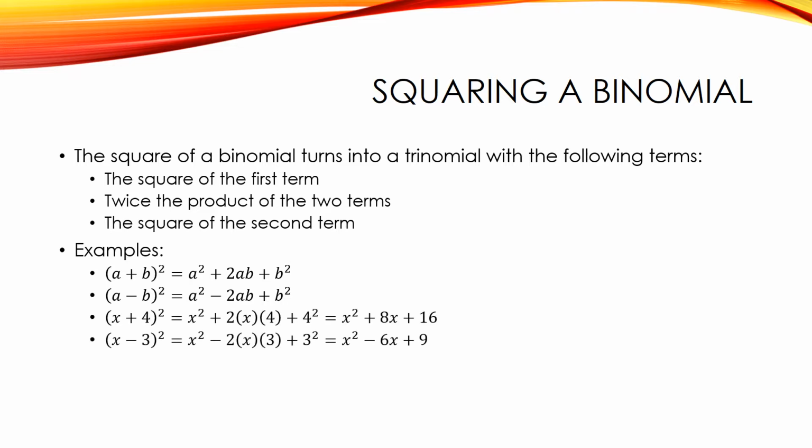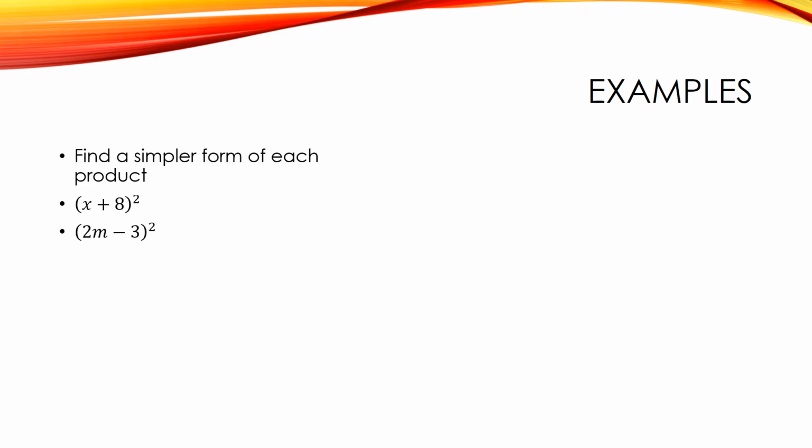Here are a couple of examples also for you to look at. All right, so try some of these examples. Pause the video at this point to give yourself a chance to do it on your own. Here are your answers. x plus 8 quantity squared becomes x squared plus 16x plus 64. And 2m minus 3 quantity squared becomes 4m squared minus 12m plus 9.